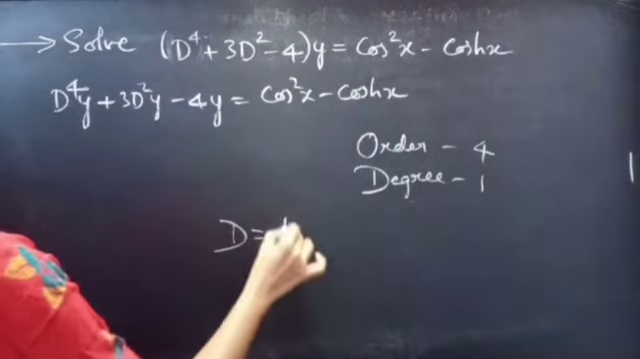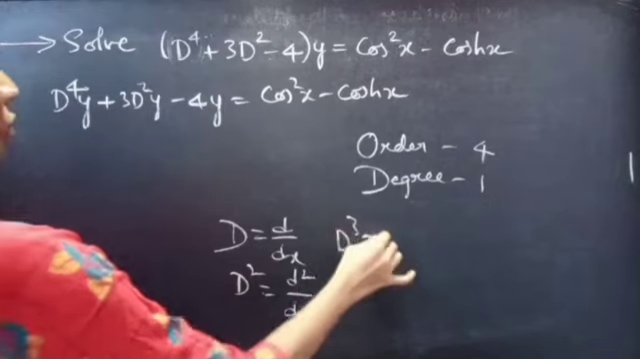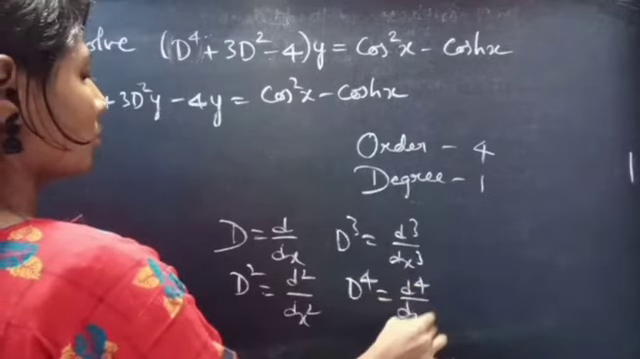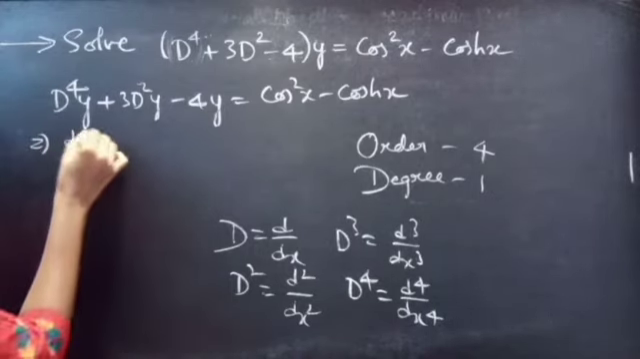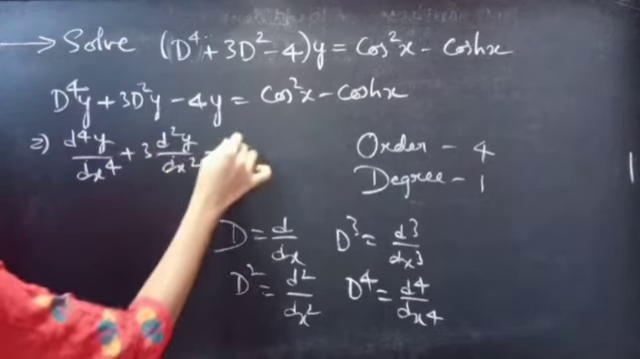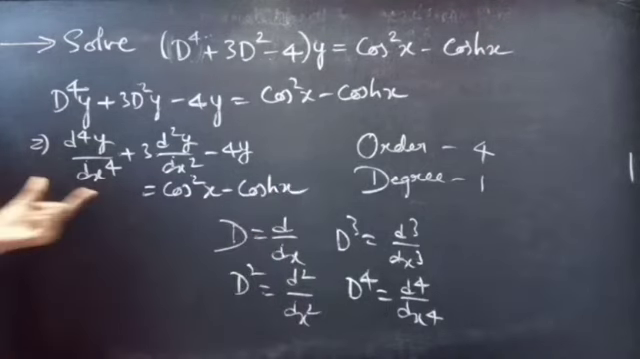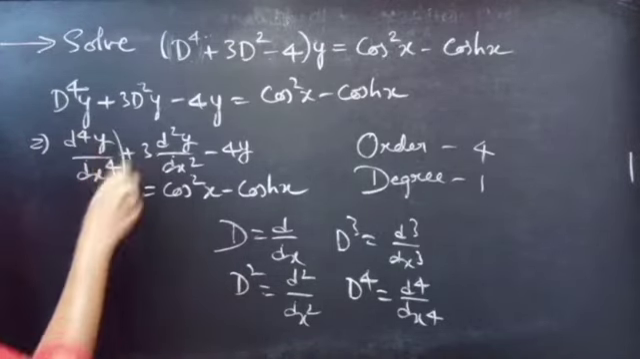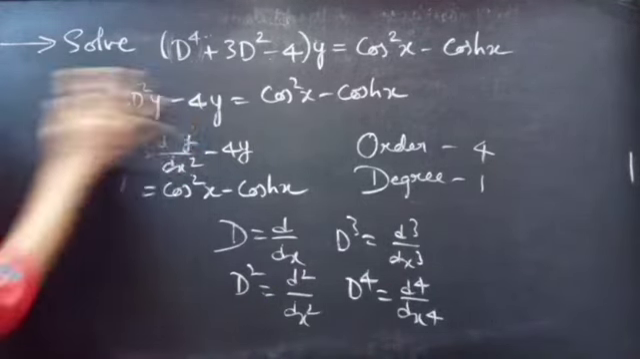We know that D is a differential operator. Then D^2 will be d^2/dx^2, and D^3 will be d^3/dx^3, and D^4 will be d^4/dx^4, right? Now let's write D^4 y as d^4y/dx^4 plus 3 d^2y/dx^2 minus 4y equals cos^2 x minus cosh x. Here the highest derivative is d^4y/dx^4, so our order will be 4, and the highest power of the highest derivative is our degree. Degree is 1, right?